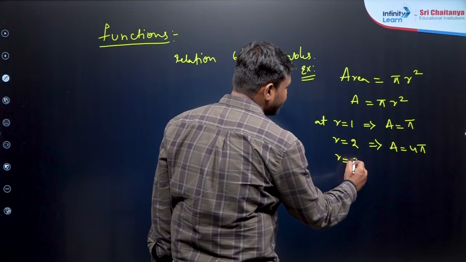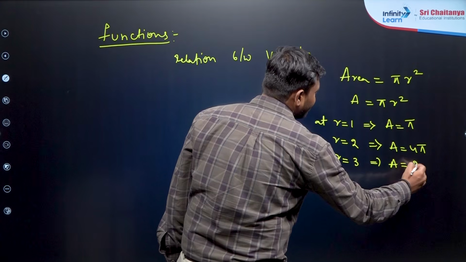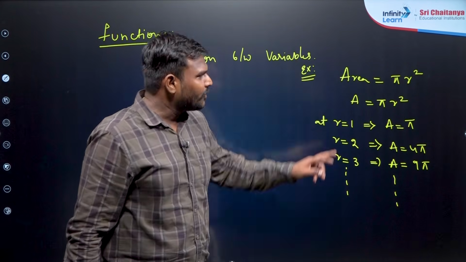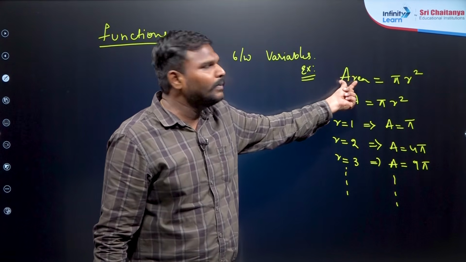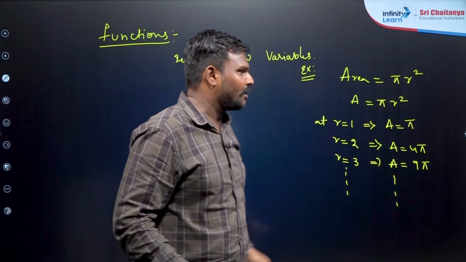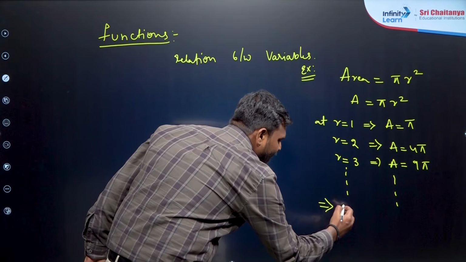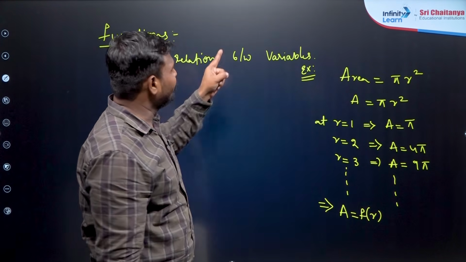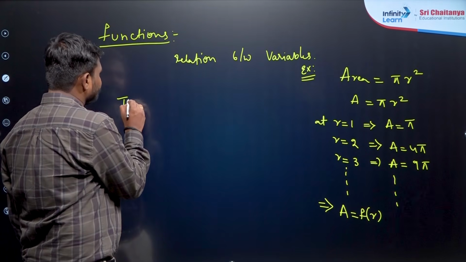If I put radius as 3, my area is going to become 3 square, that is 9 pi, and so on. So you can see if you change the variable r, the variable A is also changing. So A is a function of r. We can write this as A is a function of r. Any relation between variables is called a function, and we have certain types of functions.